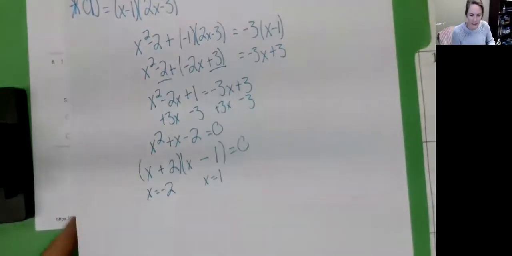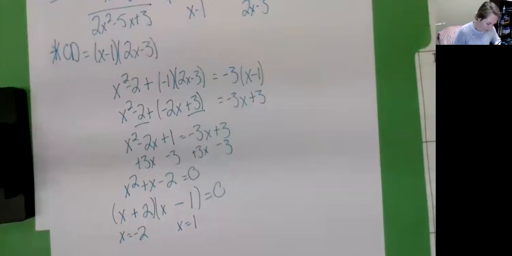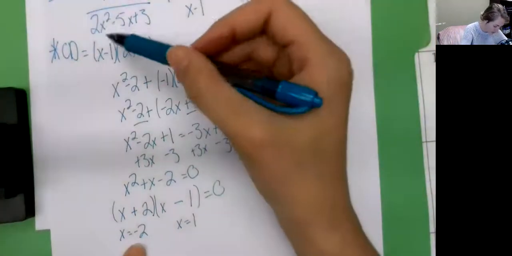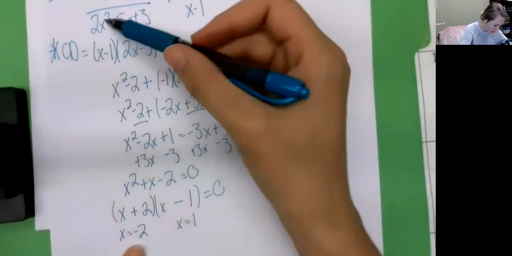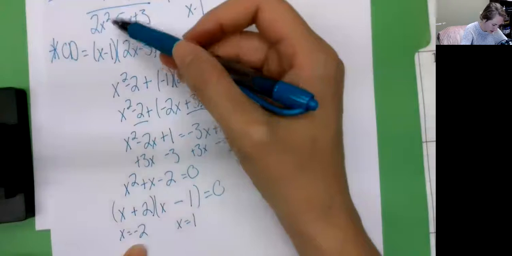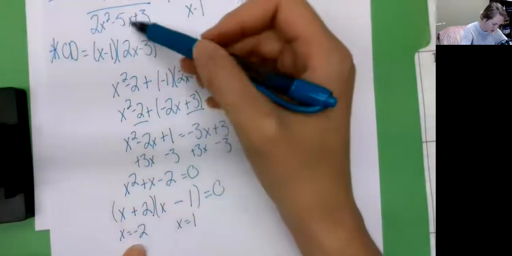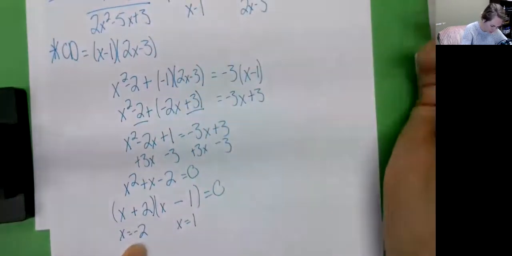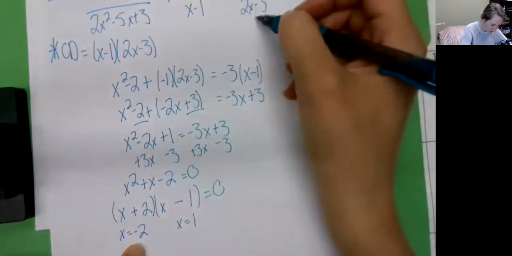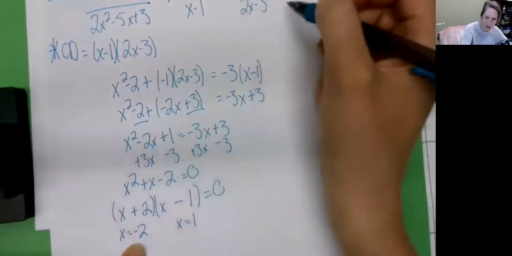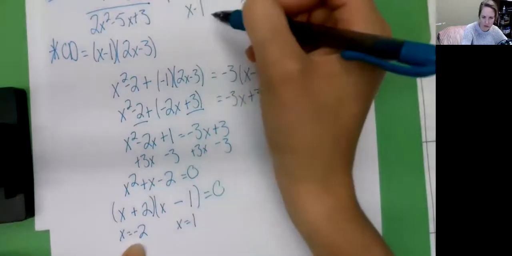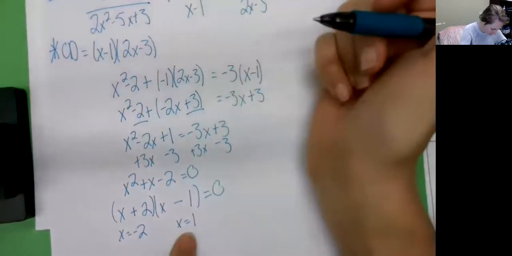Now we have to check these. So if I put negative 2 into this, negative 2 squared would be 4. 4 times 2 is 8. Negative 5 times negative 2 would be positive 10. 8 plus 10 is 18 plus 3. That's good. 2 times negative 2 would be negative 4. Negative 4 subtract 3 would be negative 7. Negative 2 subtract 1 would be negative 3.